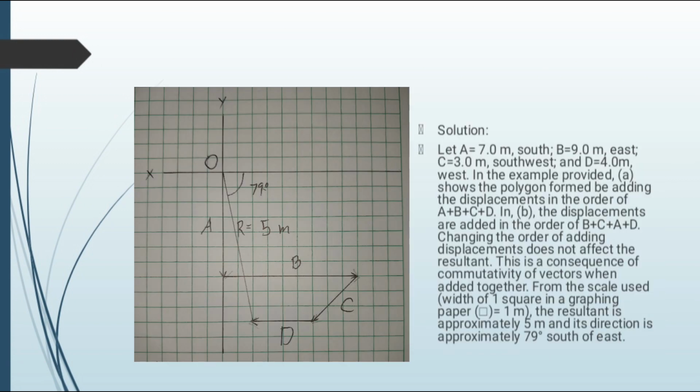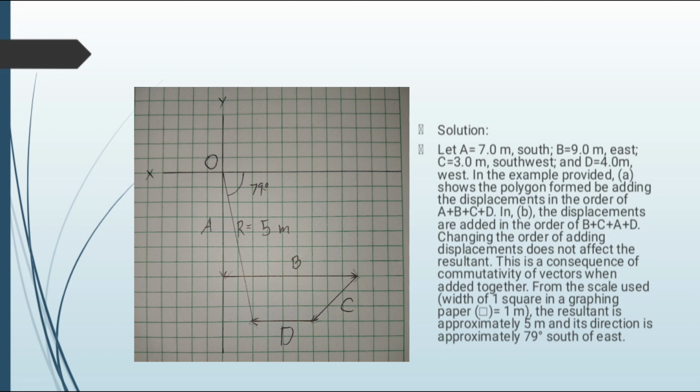Solution. Let A stand for 7 meters south, B stand for 9 meters east, C stand for 3 meters southwest, and D stand for 4 meters west. In the example provided, A shows the polygon formed by adding the displacements in order of A, B, C, D. In B, the displacements are added in the order of B, C, A, D.